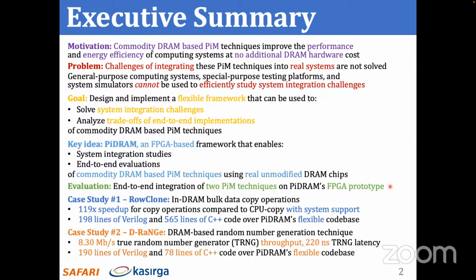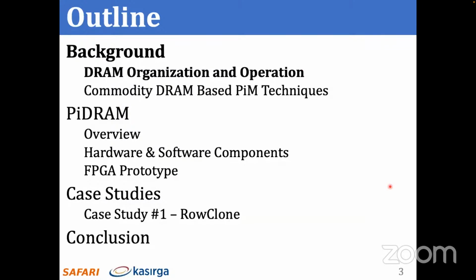In our second case study, we study a DRAM-based random number generation technique, and we show that we can generate 8.3 megabits per second random numbers with only 220 nanoseconds latency. And it took us 190 lines of Verilog and 78 lines of C++ code to implement over PiDRAM's code base. So this is the outline of my talk.